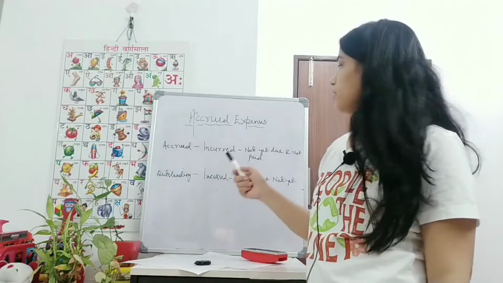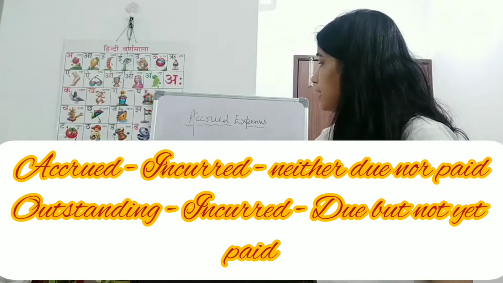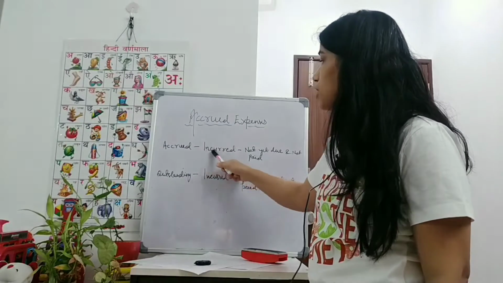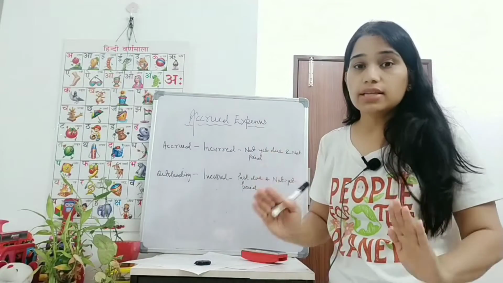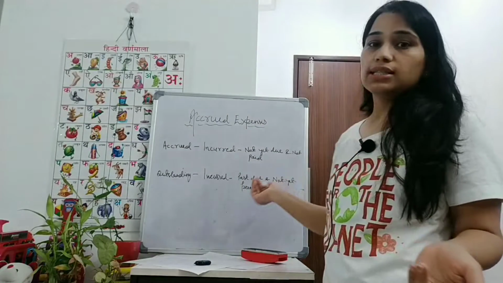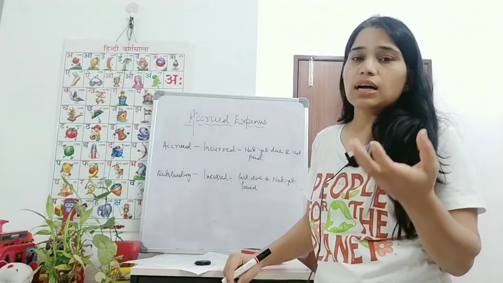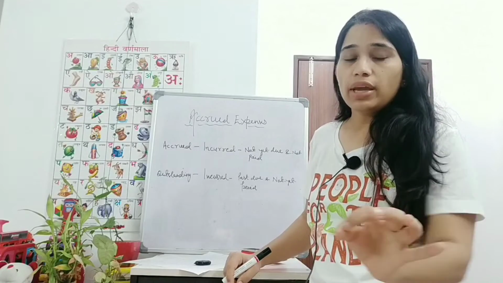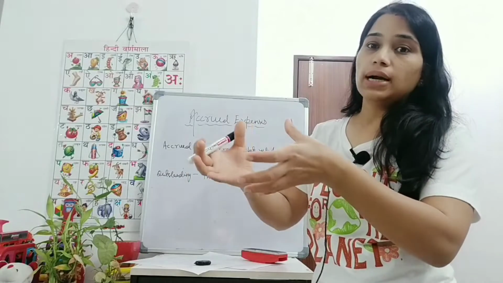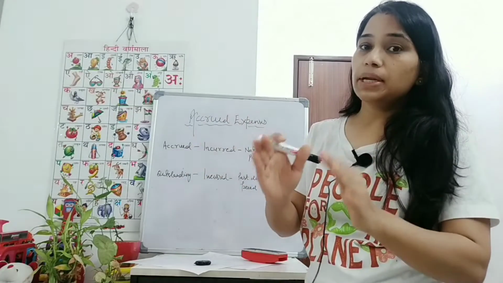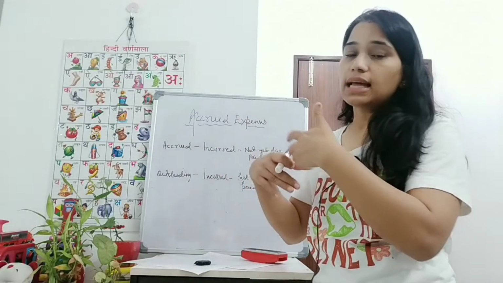So here we can clearly see the difference between accrued expenses and outstanding expenses: accrued expenses are the expenses which are already incurred by a company, but they are not yet due to pay, nor are they paid. How are these not yet due? Because if a company is paying salary to an employee every third month, then for all the 3 months the salary is getting due, but the employee as well as the company knows that the company will pay and the employee will get the salary after 3 months only.